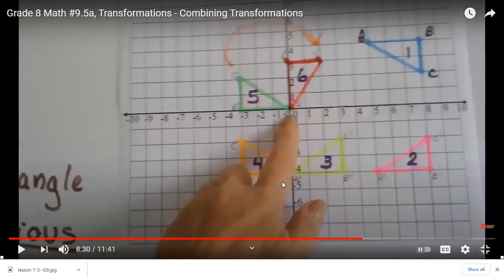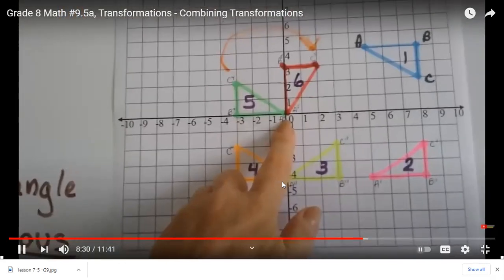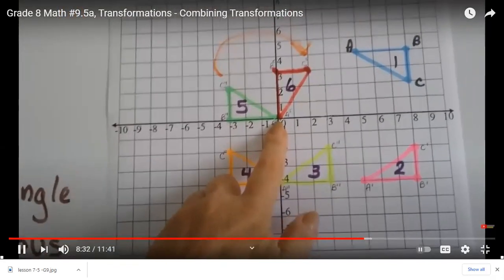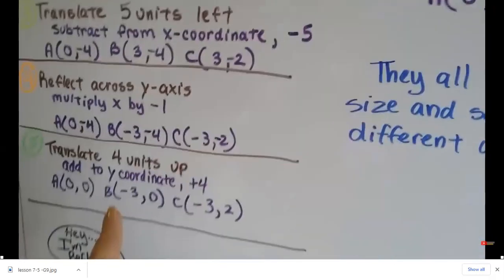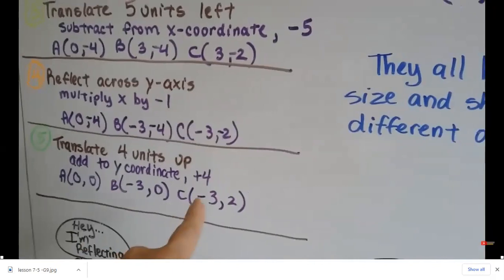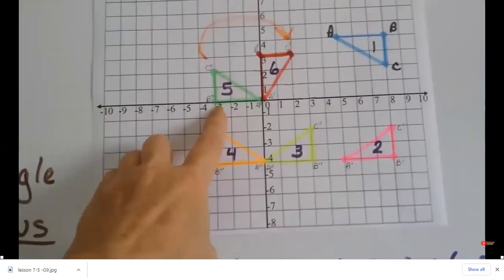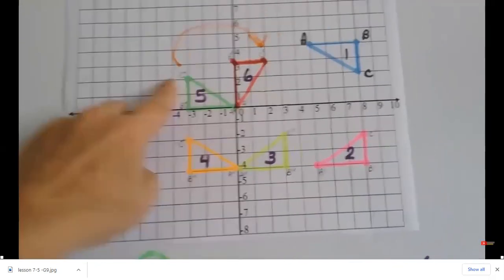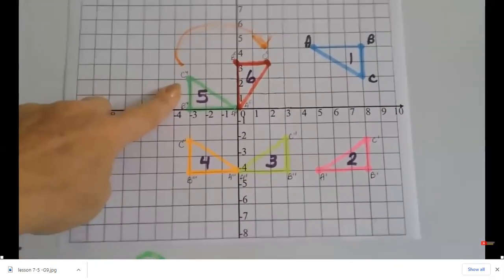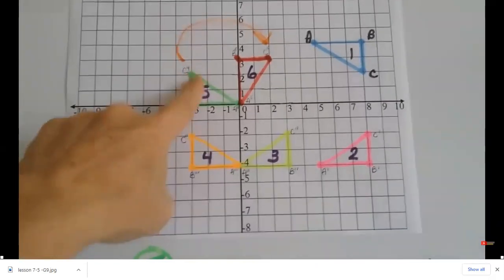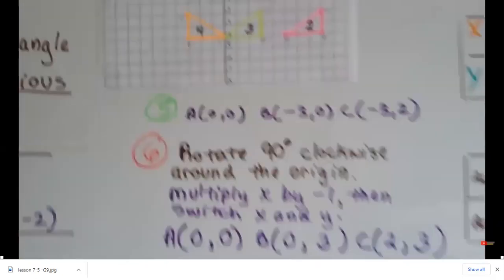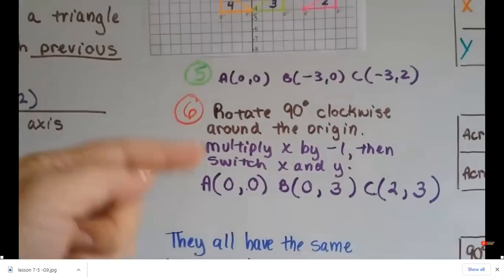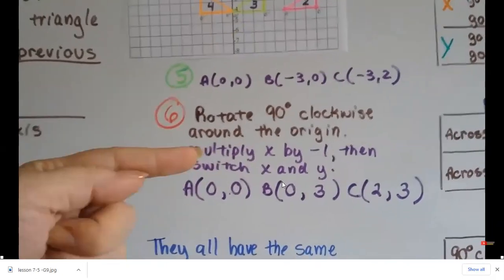Okay, so we'll watch only the last part here. A is at 0, 0, the origin. B, should it be at negative 3, 0? And it is, it's at negative 3, 0, and C should be at negative 3, 2. And it is. So now we've got our new coordinates for 5. We're going to use these coordinates to help us rotate to get to 6. We only use the previous coordinates to get to the new transformation.